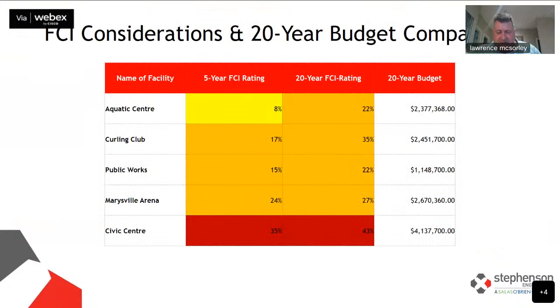So if we looked at all these buildings together, the 5-year FCI score, the only one that does well is the Aquatic Center, and that's largely because of its age. The other ones are all kind of in the poor category, and the Civic Center is in the critical status. And then the 20-year FCI calculation is if you didn't do any investment in the next 20 years, that's where the score would be at the end of that 20-year period. So that's unlikely, but it can give you an idea how things further deteriorate if you don't put investment into your buildings. The next slide.